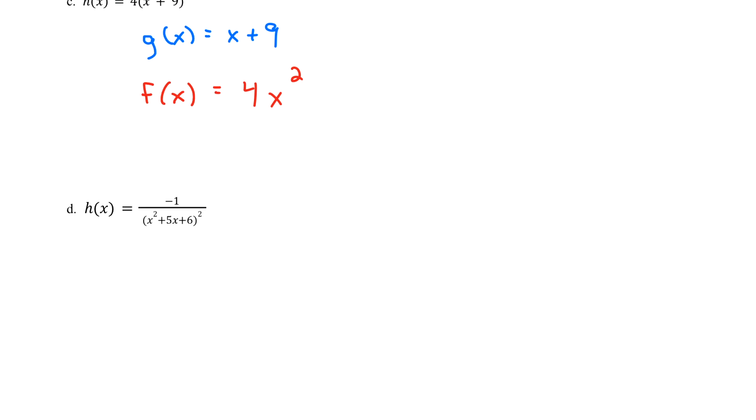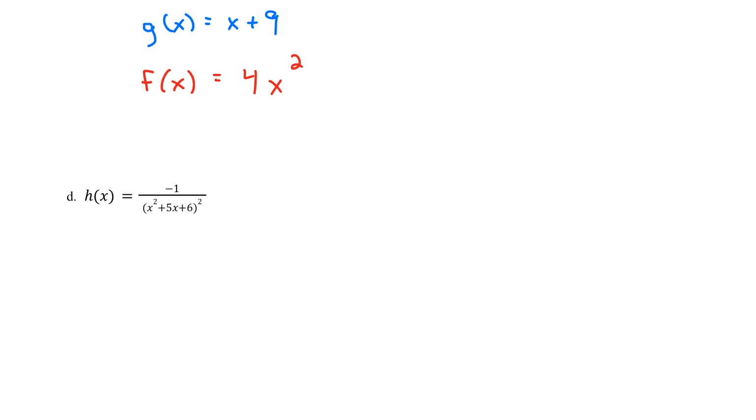And for our last example here, h of x equals negative 1 divided by x squared plus 5x plus 6 quantity squared. I'm going to encourage you to just pause the video here and see if you can identify what would be a good inside function and what would be a good outside function here. So why don't you go ahead and pause the video real quick and try practicing that on your own. And hopefully you have something written down on your paper that we can check.